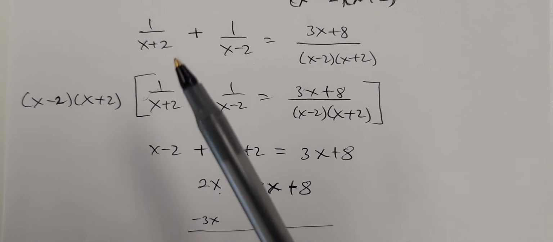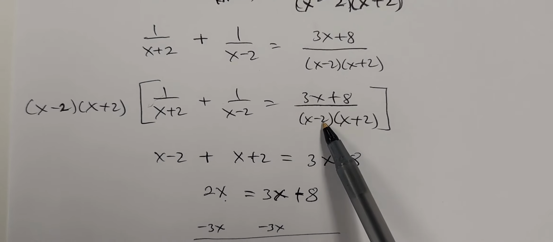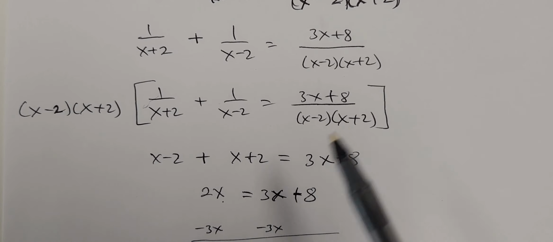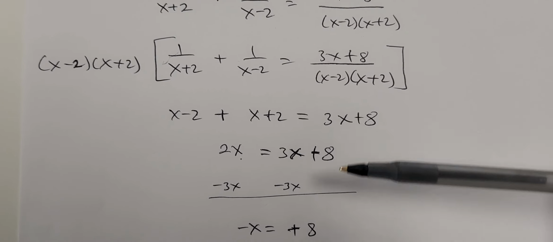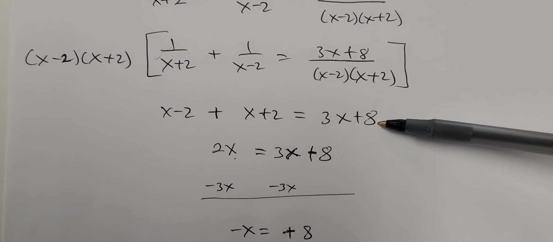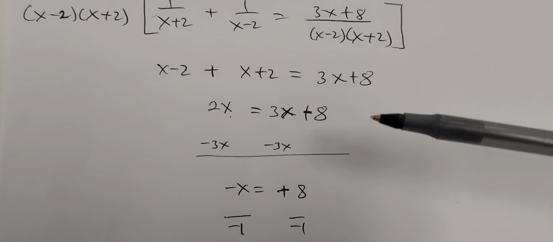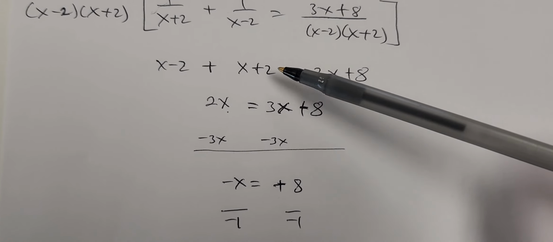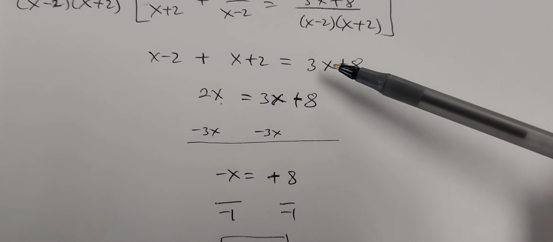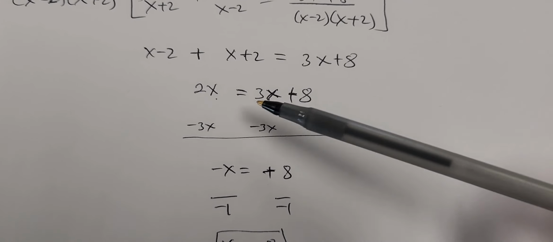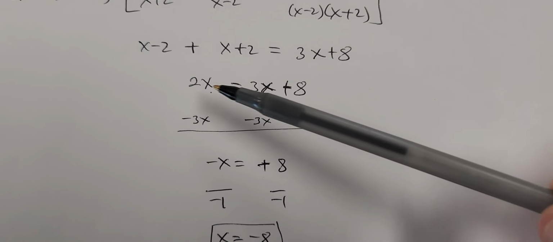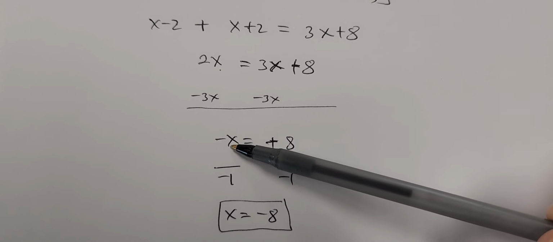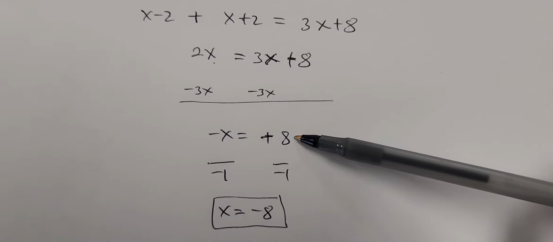So again, we use the denominators to multiply so that they can be canceled out. Once all the denominators go away, I just combine like terms. So x and x gives me 2x. This negative 2 and this positive 2 go away. Bring down the 3x plus 8. I want the x on one side, so subtract 3x over. So 2x minus 3x gives me negative x. Bring down the positive 8.